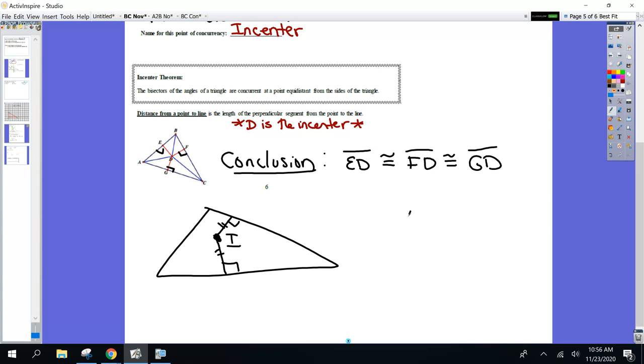Because look, if I just say, hey, it's equidistant from the sides, you could go, all right, here's your incenter. So those two are equal because I drew them to the sides. No, absolutely not. They're not equal. It's got to be the perpendicular distance. And yes, that would ensure me that those lines are equal.